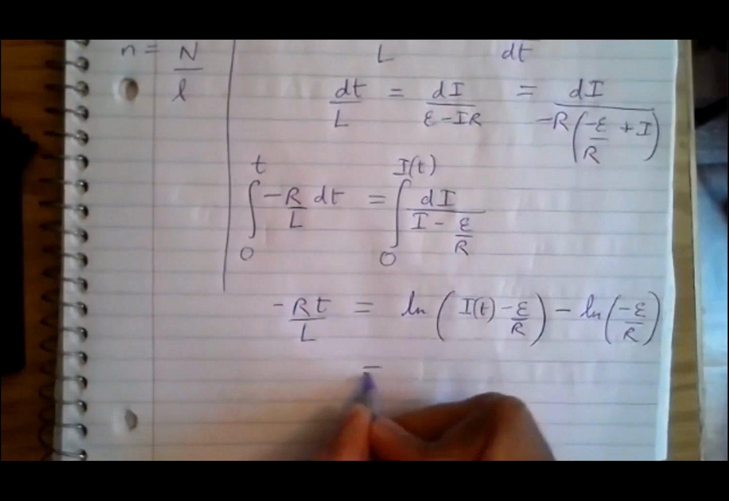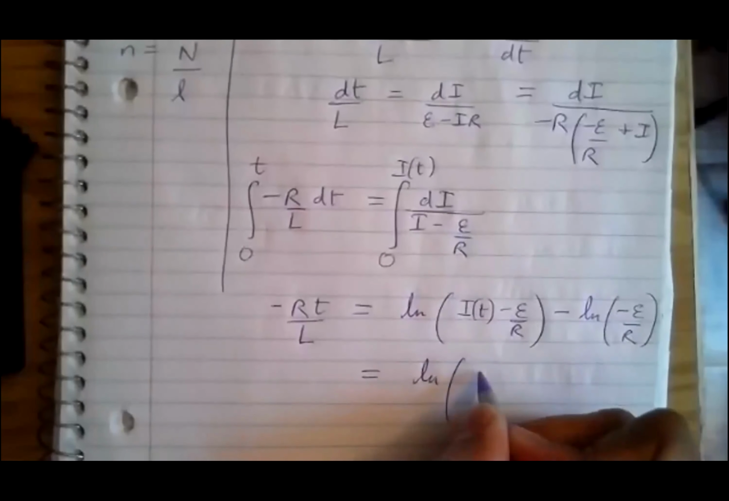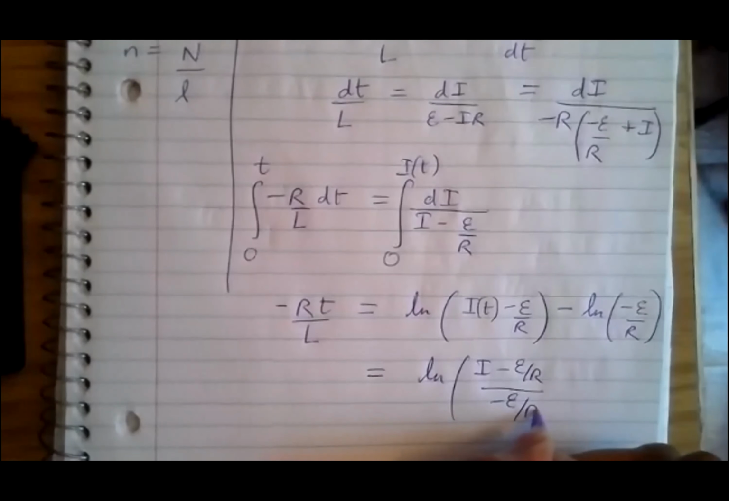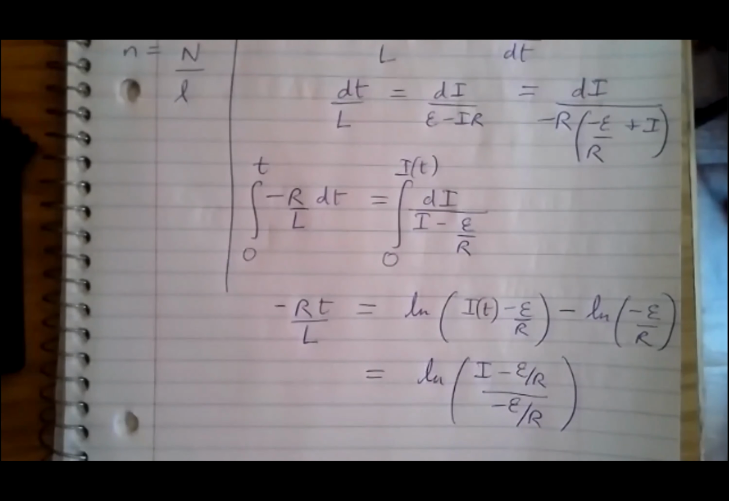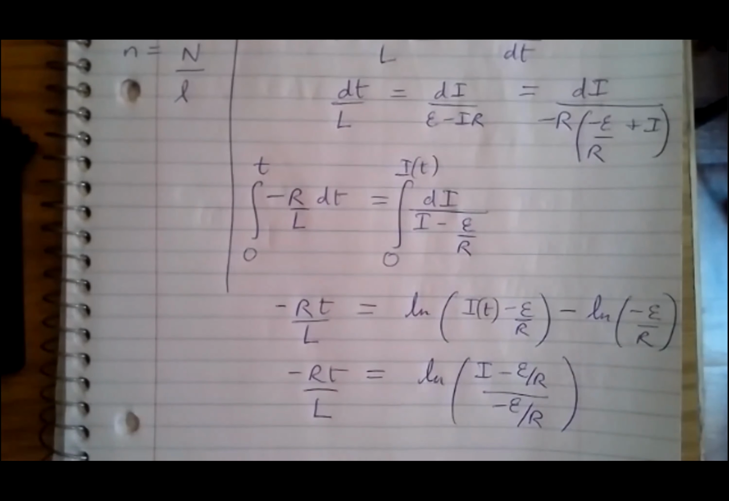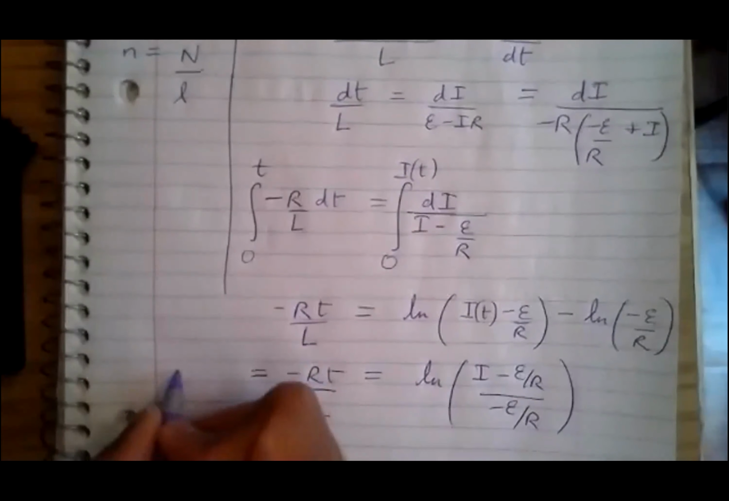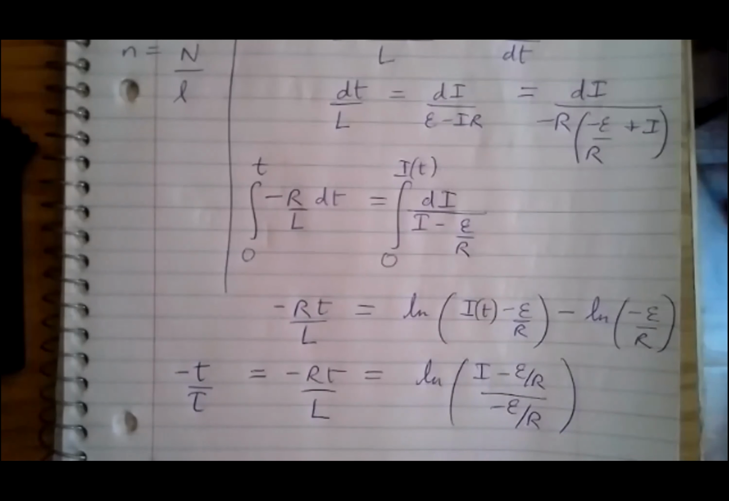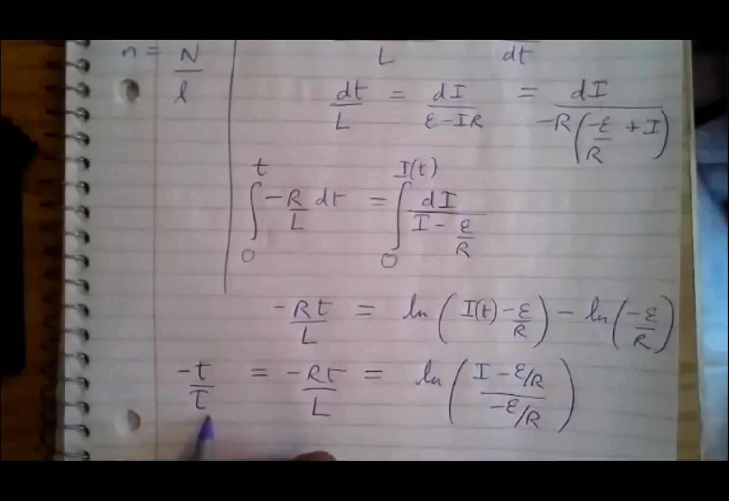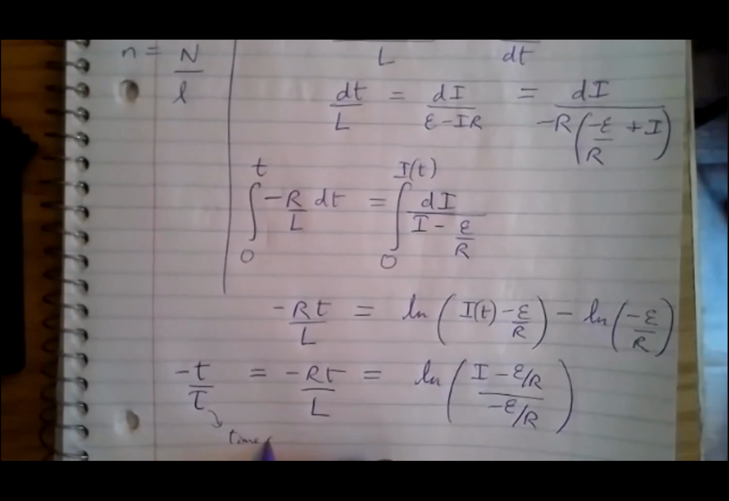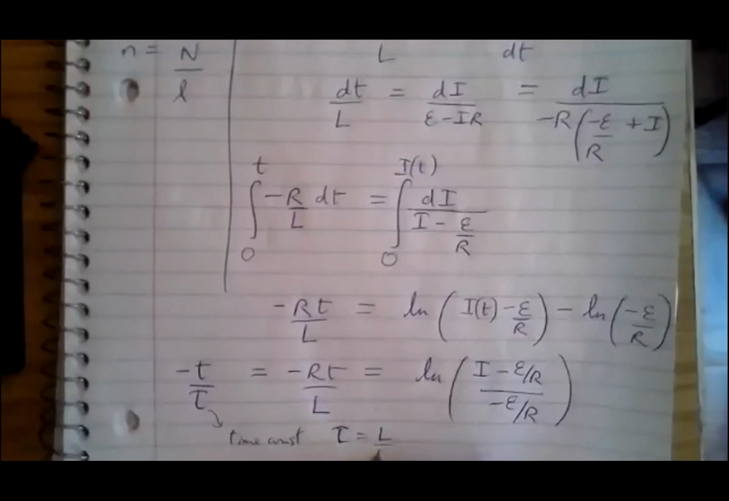I can rewrite the right-hand side as a fraction. This side is still just minus Rt over L. But to make life a little bit nicer, I'll write that as minus t over tau. Tau, just like with the RC circuit, is the time constant. If we compare, we can see that tau is L over R.